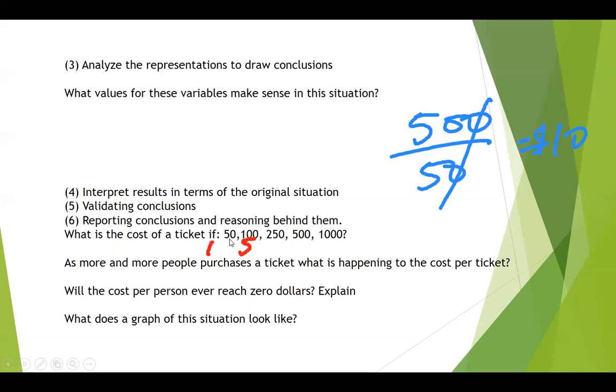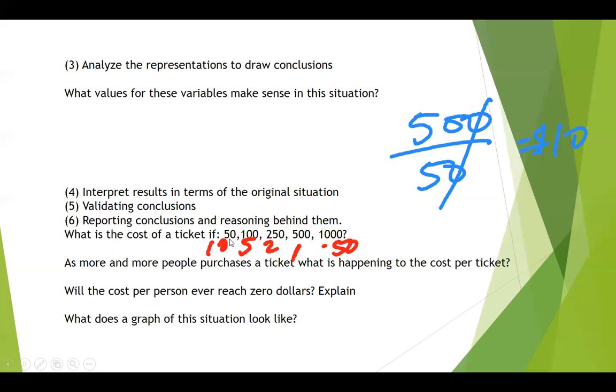Then what about if it was 250? How much would they pay? I'm expecting them to say $2 per senior. What about 500? It's going to be $1. And what about 1,000? That should be 50 cents. After that, I ask, as more and more people purchase a ticket, what is happening to the cost per ticket? And clearly, I'm expecting the students to say, it's decreasing.